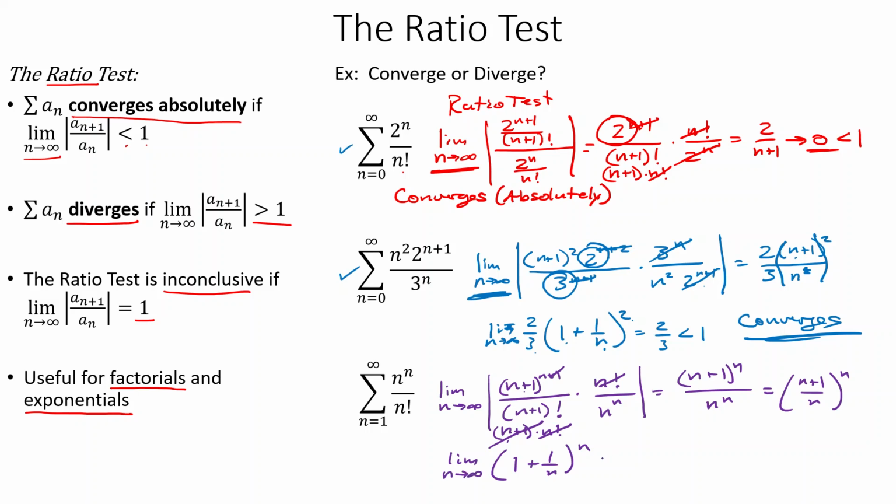Now you got to think back, way back to limits. What is this limit equal to? Well, this was actually a definition. So 1 plus 1 over n, it's really like 1 plus 0 raised to the infinity. But this isn't quite 0, it's just really close to it. And what this ends up working out to is e, which is bigger than 1. So that means if we're bigger than 1, it diverges. Bigger than 1, diverges. So this guy, this n to the n, does get bigger than n factorial.